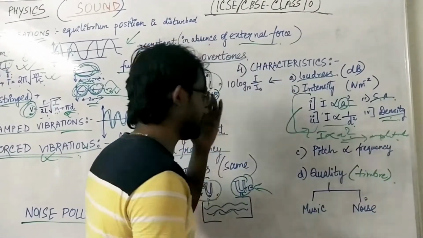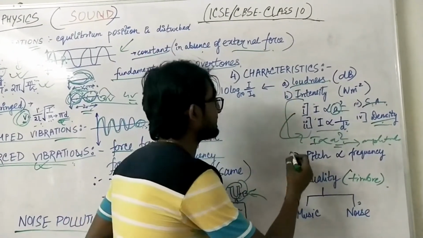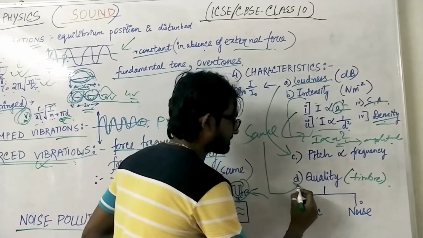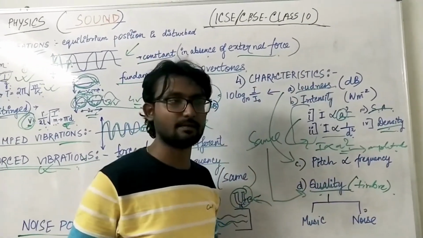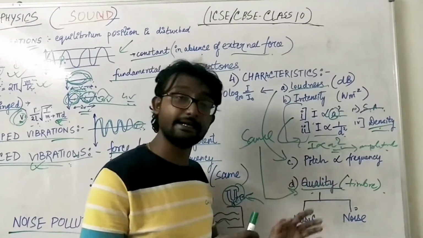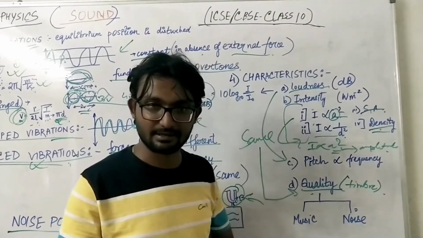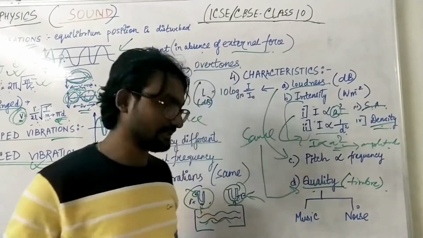It happens when the pitch and the intensity, the loudness, these two things are the same. Then comes the quality. It determines, if these two things are the same, how you will come to know which is different, how is it different. So then comes the quality. It determines whether the sound is good or bad. Then comes the music and the noise, the differentiation.